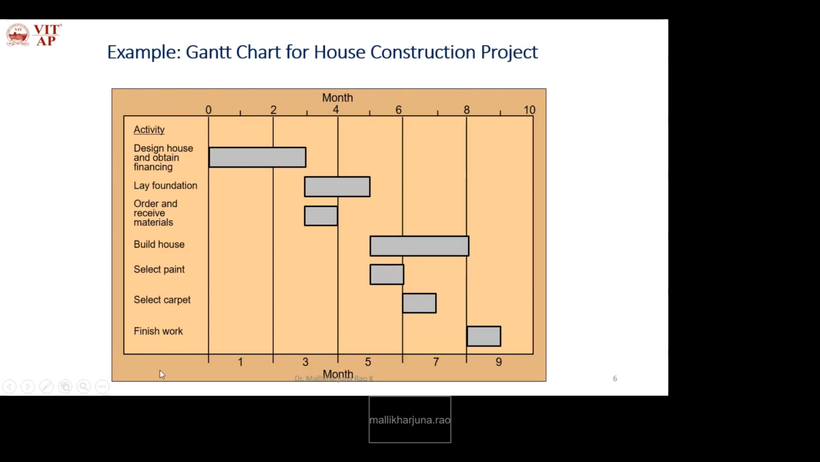These are the various activities identified in this house construction project, and the x-axis has the timeline from 0 to the 10th month. The first activity, design house and obtain financing, starts from day one and ends at the third month. It requires 3 months. Then the second activity, lay foundation, starts at the third month and ends at the fifth month. If you see here, this activity starts only after the first activity. A dependency exists between these two, so it starts only after the first.